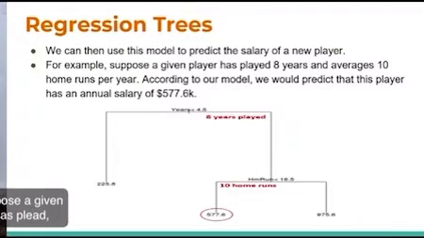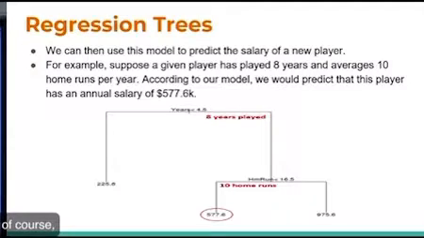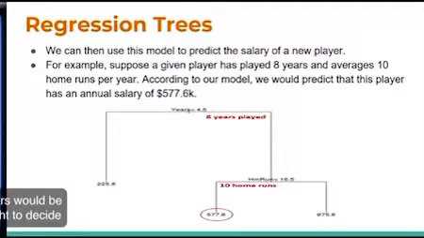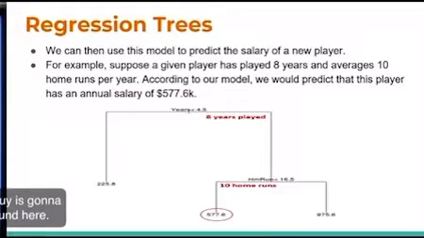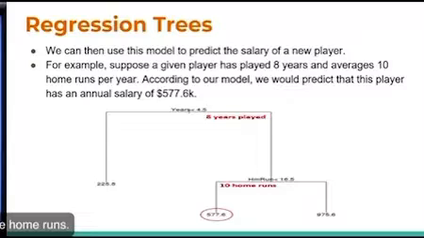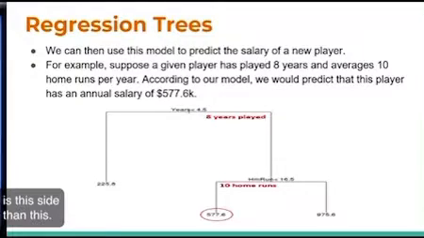For example, suppose a given player has played 8 years. Of course, 8 years would be to this side because less than 4.5 is going to be this side. So this guy is going to be around here, okay? An average home 10 runs, okay? Don't forget, less than this is this side, greater than this is this side. So I'm going to put this guy here.